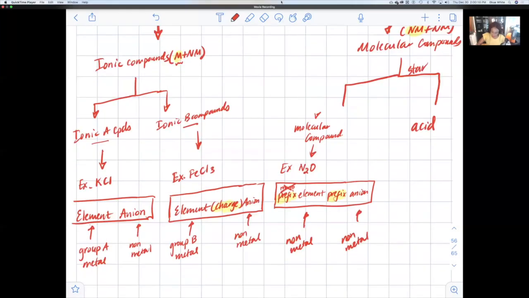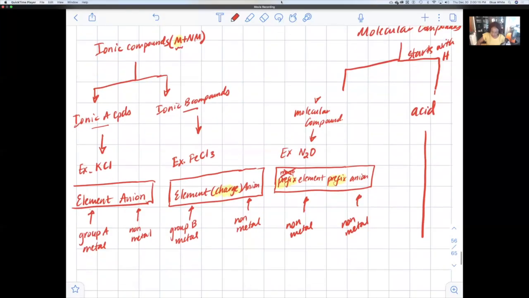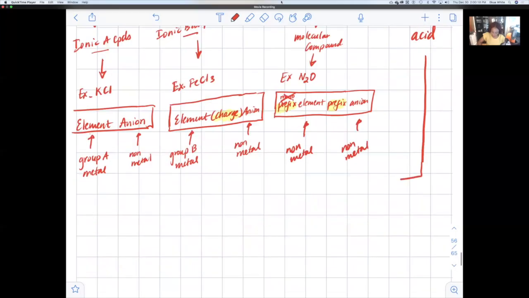Starts with H, most likely it's an acid. And to name acids, I had to come down here because I'm running out of room. Okay, with acids, we have binary acids. Let me write a little bit to the left over here. I need more space.